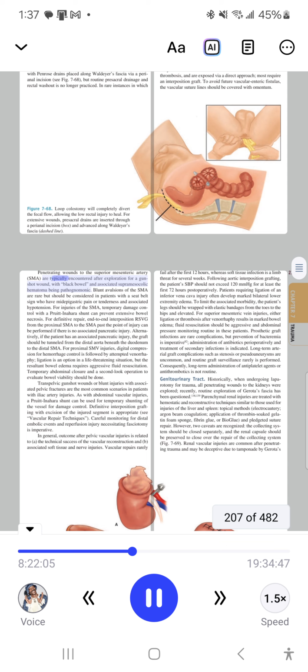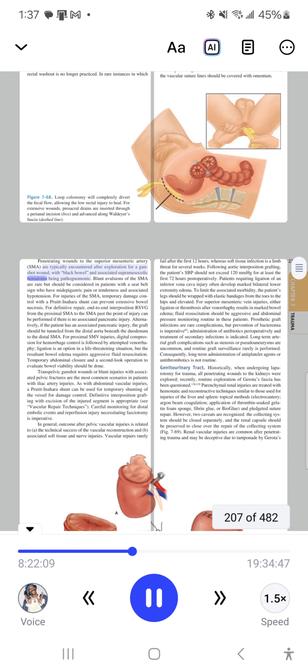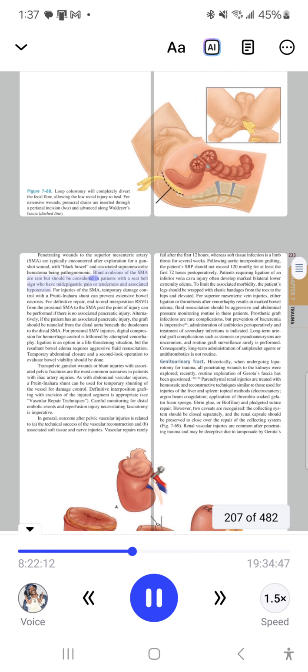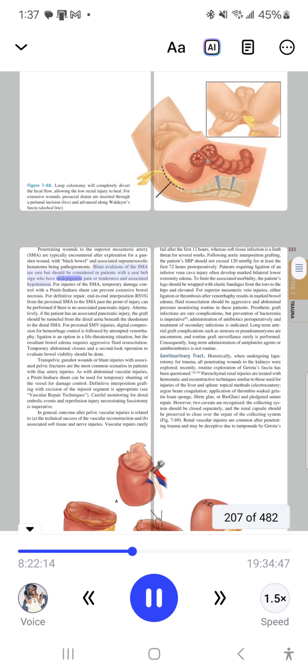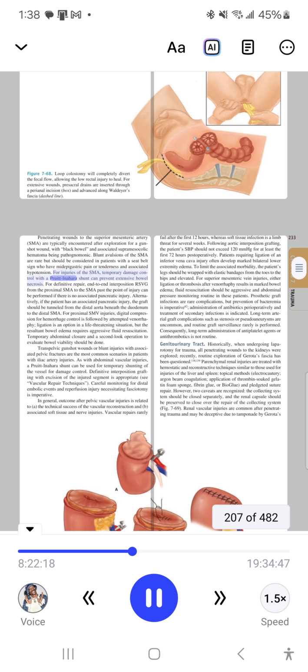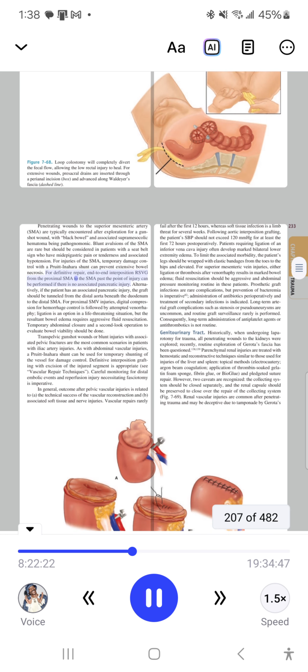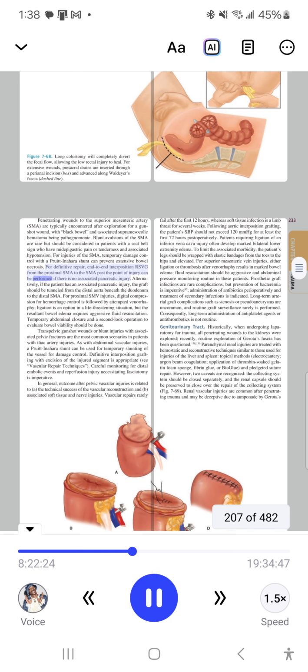SMA injuries are typically encountered after exploration for a gunshot wound, with black bile and associated supramesenteric hematoma being pathognomonic. Blunt avulsions of the SMA are rare but should be considered in patients with a seatbelt sign who have mid-epigastric pain or tenderness and associated hypotension. For injuries of the SMA, temporary damage control with a Pruitt-Inahara shunt can prevent extensive bowel necrosis. For definitive repair, end-to-end interposition or SVG from the proximal SMA to the SMA past the point of injury can be performed if there is no associated pancreatic injury.